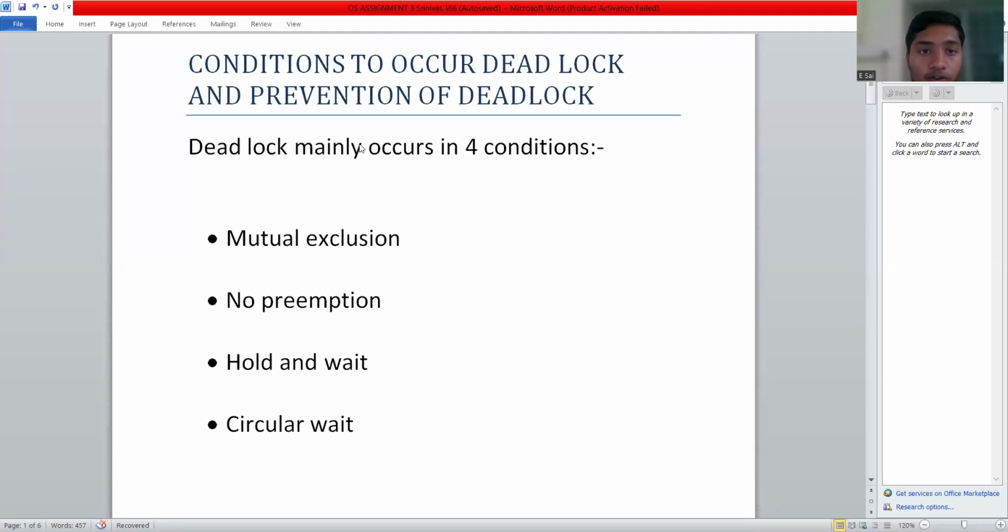My topic is about the conditions for deadlock to occur and the prevention of deadlock. First, we have to know what deadlock is. Processes wait continuously for a resource, but the resources are not available or are already allocated. This situation, holding and requesting resources, is known as deadlock. Deadlock mainly occurs under four conditions: mutual exclusion, no preemption, hold and wait, and circular wait.